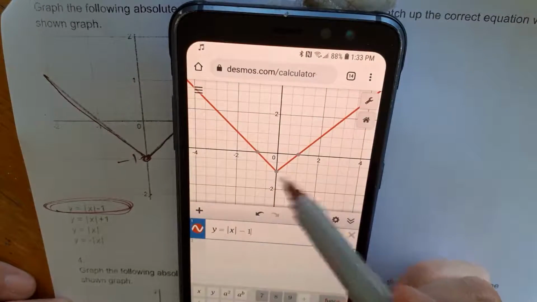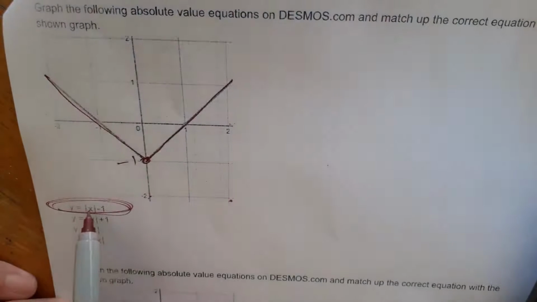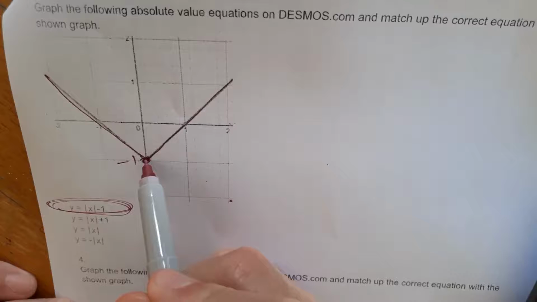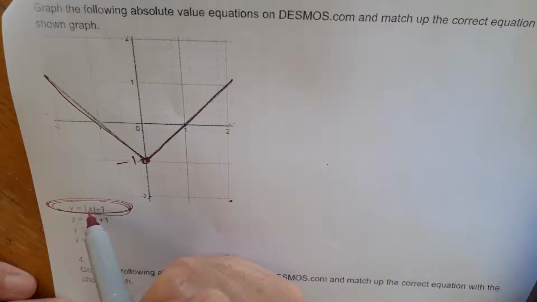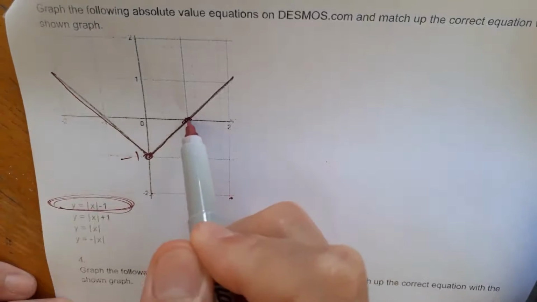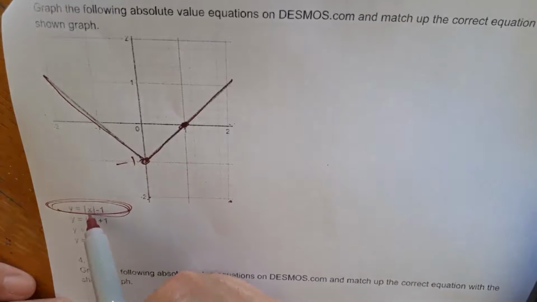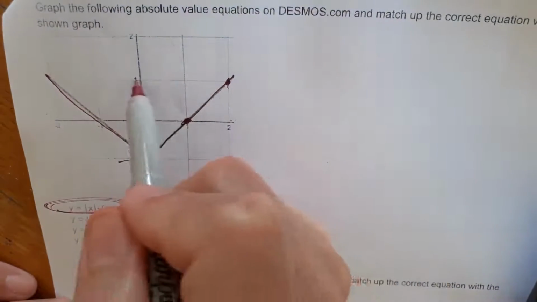And we can plug in 0 to this, right? If we plug in 0 here, the absolute value of 0 is 0. -1 would mean at 0, this would be -1. If you plug in 1 here, the absolute value of 1 is 1, 1 minus 1 is 0. So there it is at 0. If we plug in 2, the absolute value of 2 is 2, minus 1 is 1. So there it is at 1.